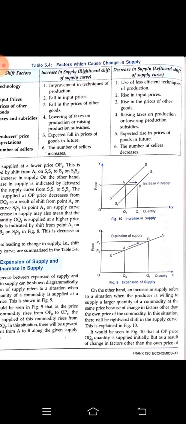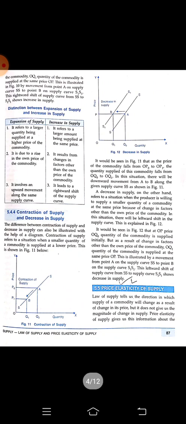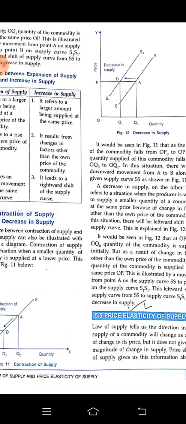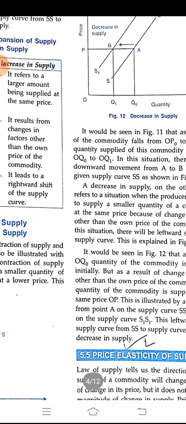Okay, next you can see there are a few differences given here. Contraction in supply, I have already explained to you. Contraction means the supply is coming down, supply is getting contracted or decreased because there is a change in its own price. Then there is decrease in supply. You can see in this decrease in supply, the price is remaining the same, whereas other factors are affecting the supply curve, and we can find there is a leftward shift of the supply curve.